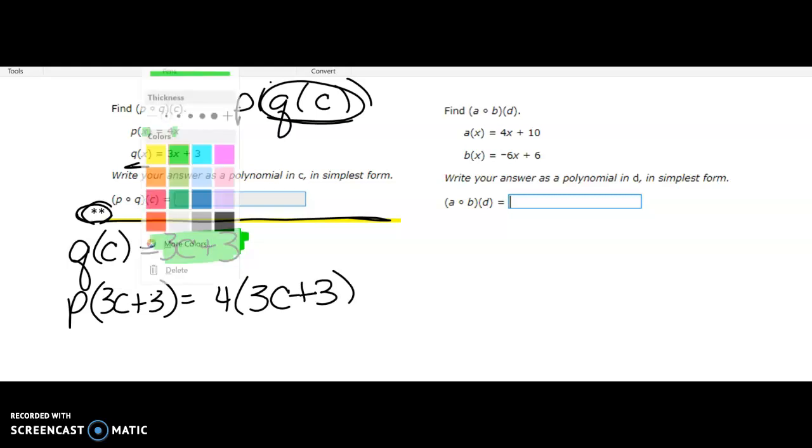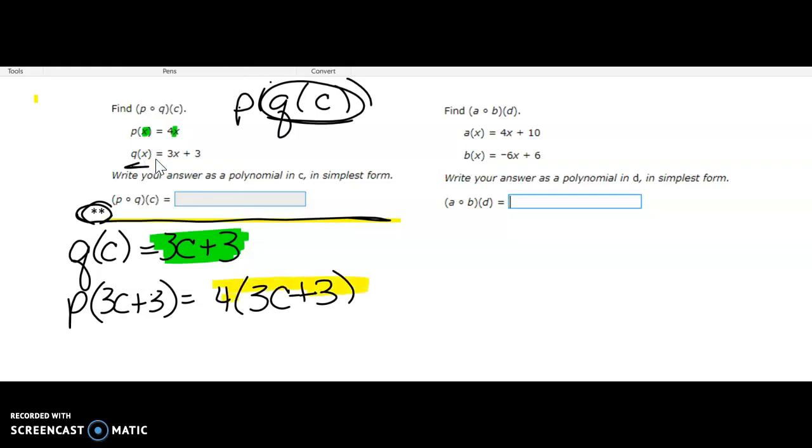And we are going to simplify this, and this is going to be our answer. So we're going to distribute. So 12C plus 12.